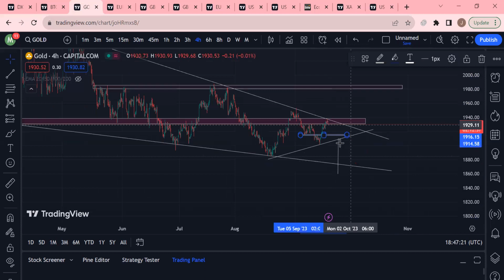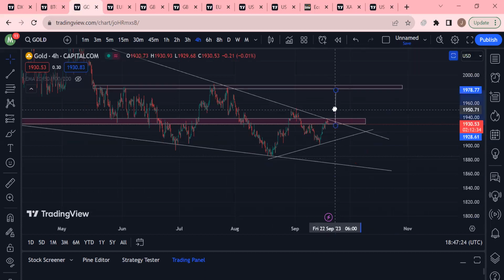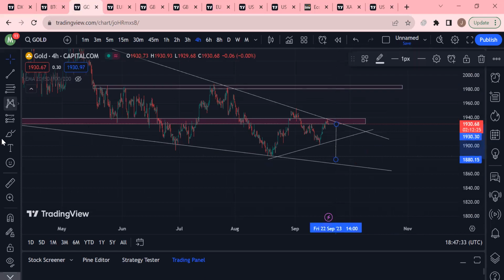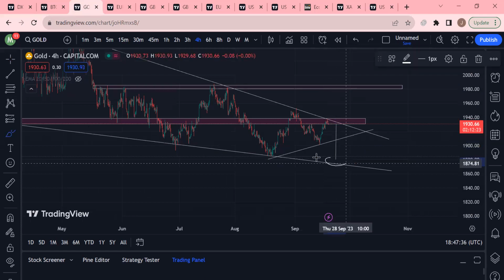So I should take this thing off. Either we are moving from this phase to the upside, to 1930 to 1980, or we are selling from 1930 to 1850, back to the bottom of this falling wedge area.